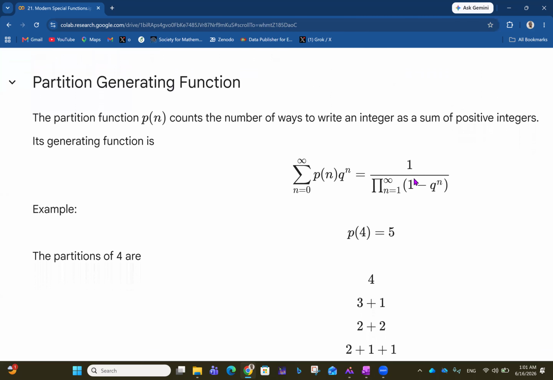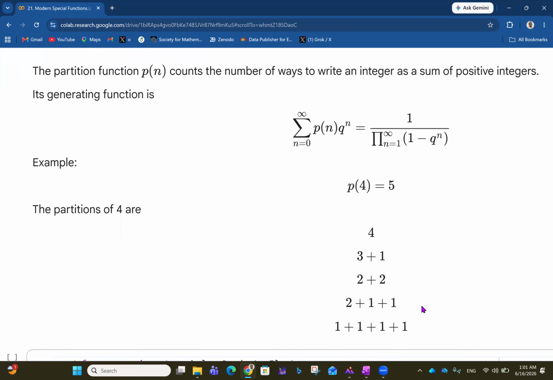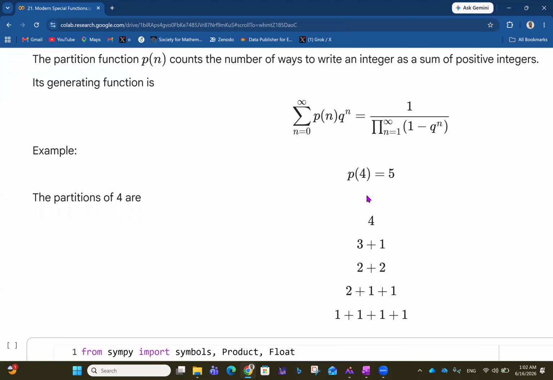That's one way. Then you can write 2 plus 1 plus 1. That is number 2. Then you can write 2 plus 2. So that's another way. Then you could have done 1 plus 1 plus 1, that is 3, plus 1 here. And then you can write it as 4. So it means that the partition function p(4) is equal to 5. That means you can write the integer 4 as a sum of positive integers in 5 different ways, which have been itemized this way.